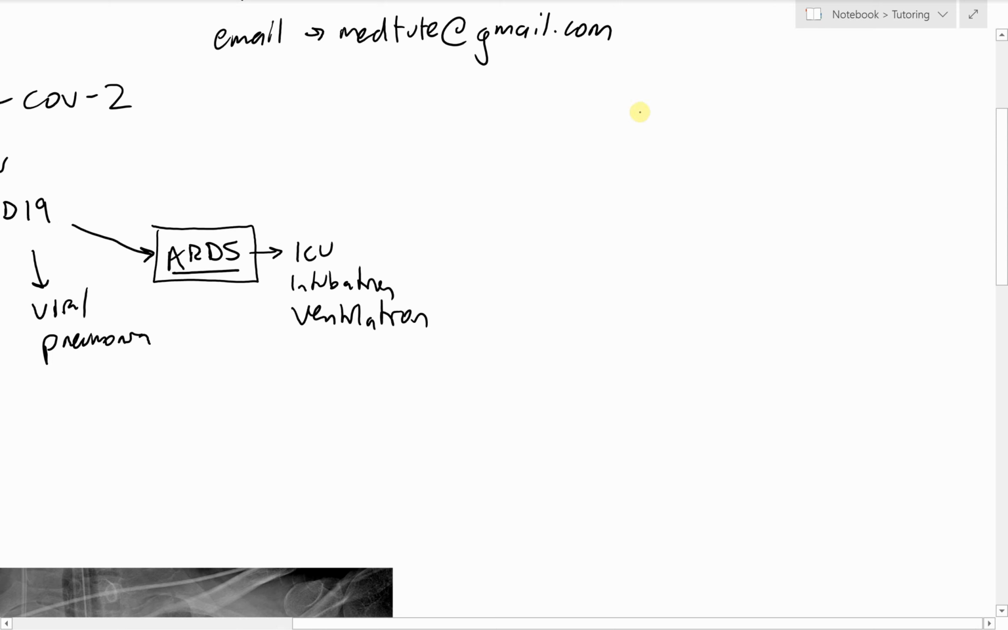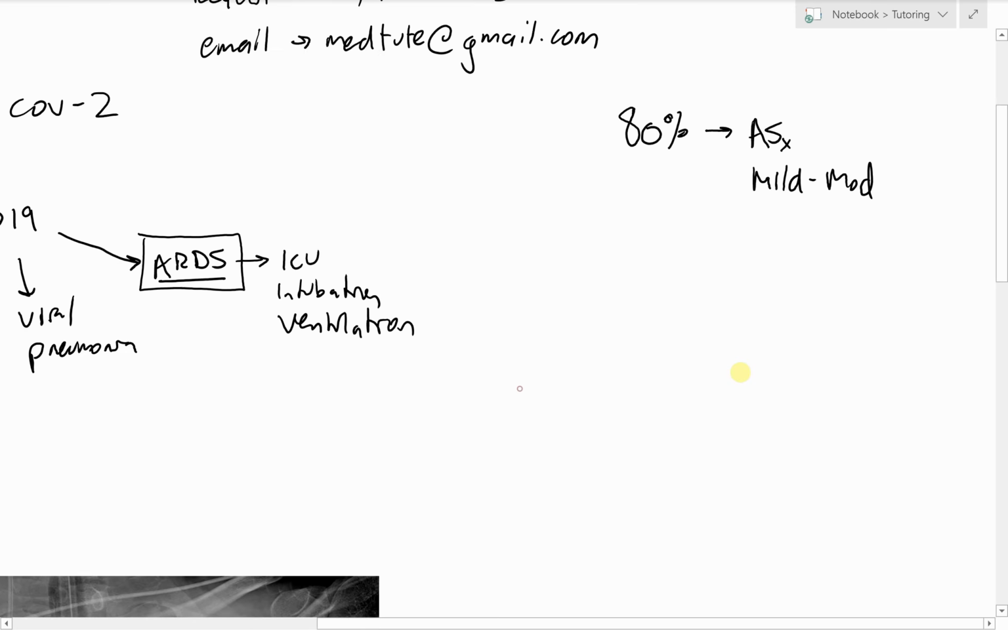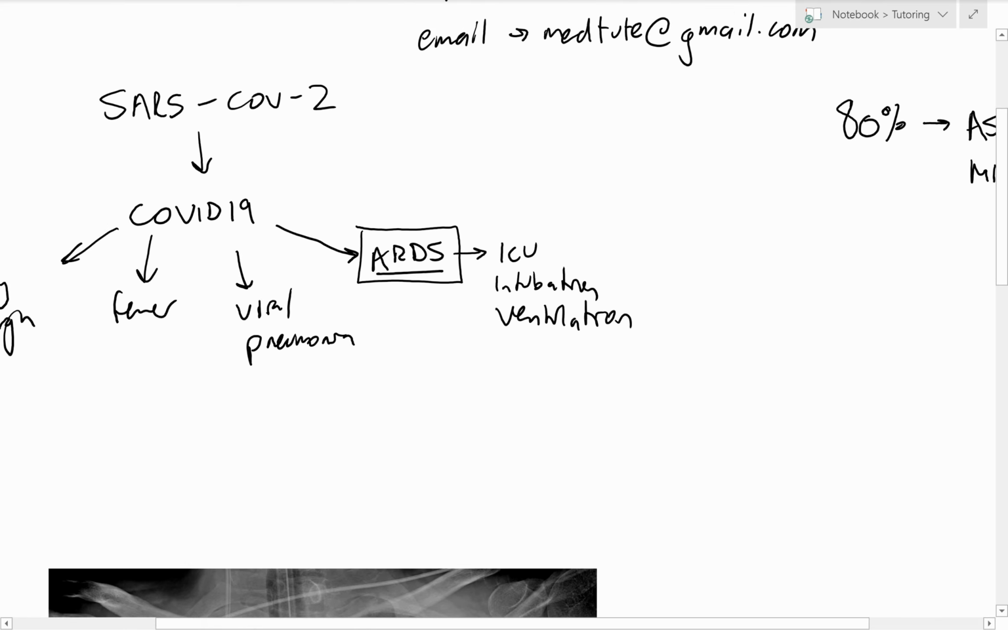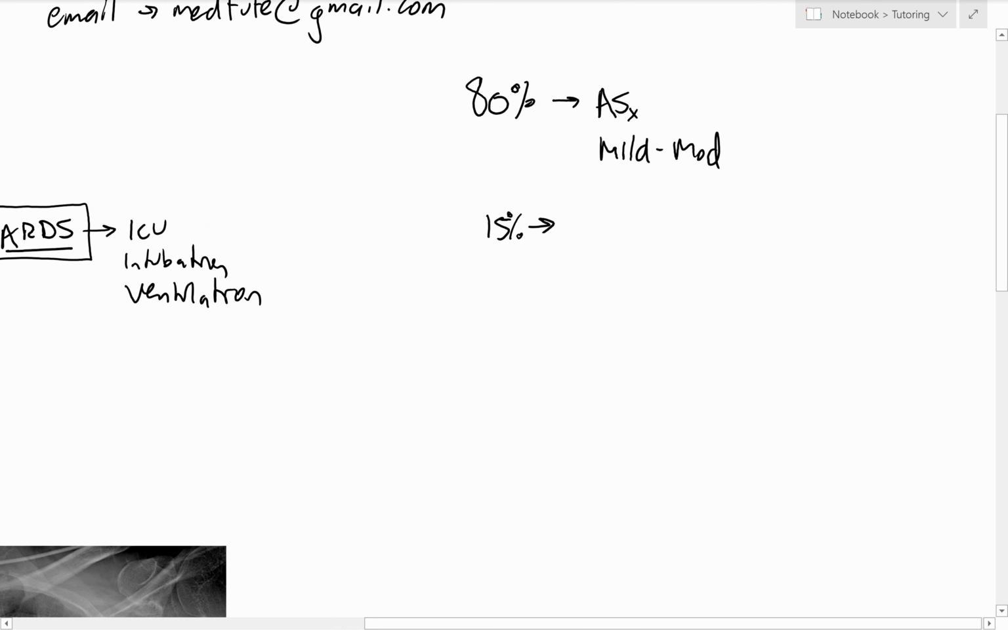But at the moment, we think around 80% of people have either asymptomatic or mild to moderate infection. So they're the people that probably have a mild cough and fever, or potentially a very mild pneumonia. They're not very sick. They likely don't need hospital admission, or they're completely asymptomatic. Around 15% of cases are requiring an admission to hospital.